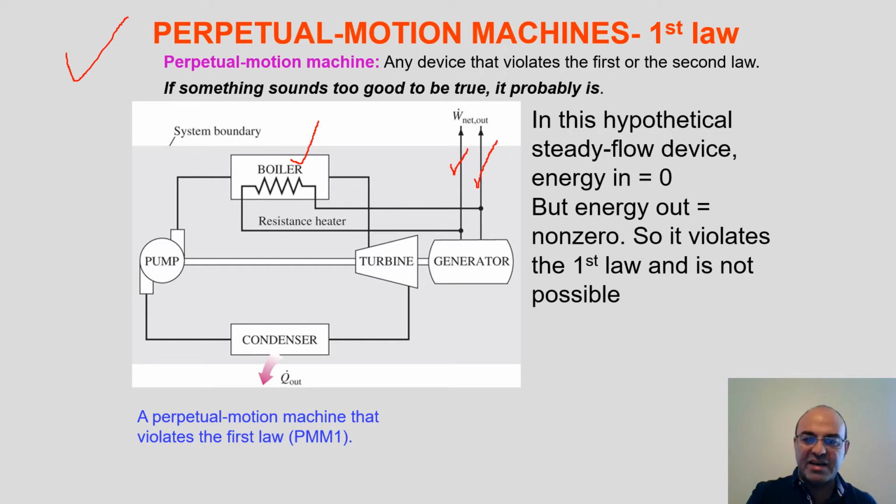However, we do have energy going out in the form of Q out and in the form of W out. There is no energy in, but there is energy out. So this violates the first law of thermodynamics, even if this scheme looks fine on paper, but it's not possible. People have tried it, it does not work.